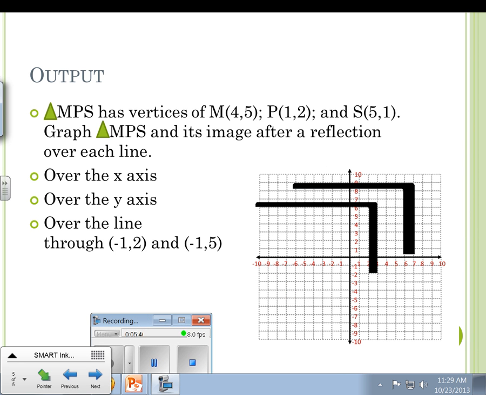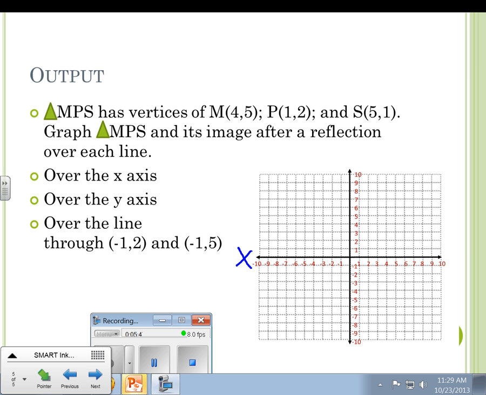You're going to start by graphing over the x-axis. So you'll flip it over the x. Then you're going to flip it over the y-axis, and then you're going to flip it over a line, and that line goes through -1, 2, and -1, 5. So here's the third line that you need to draw on your graph that you're going to flip your triangle over. We'll go over this in class tomorrow.